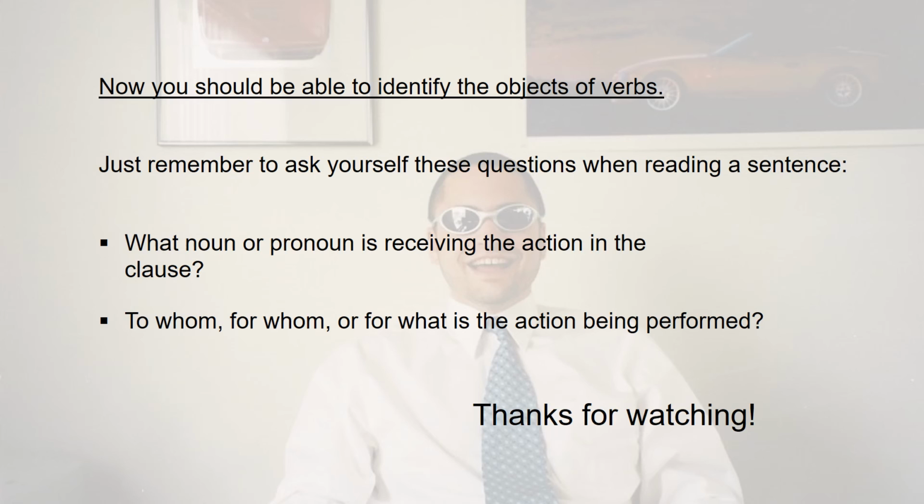Now that you've watched the video, you should be able to identify the objects of verbs. Just remember to ask yourself some questions when reading a sentence. What noun or pronoun is receiving the action in the clause or the sentence? And then to whom, for whom, or for what is the action being performed?